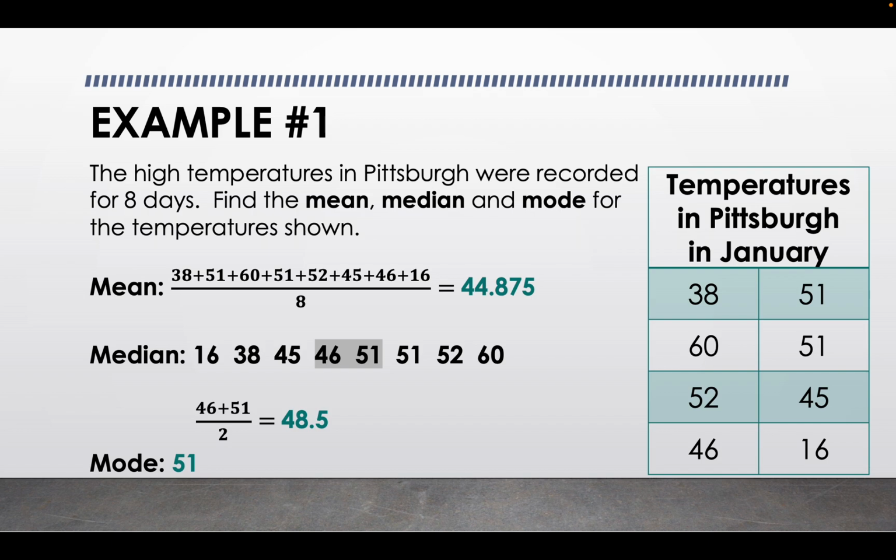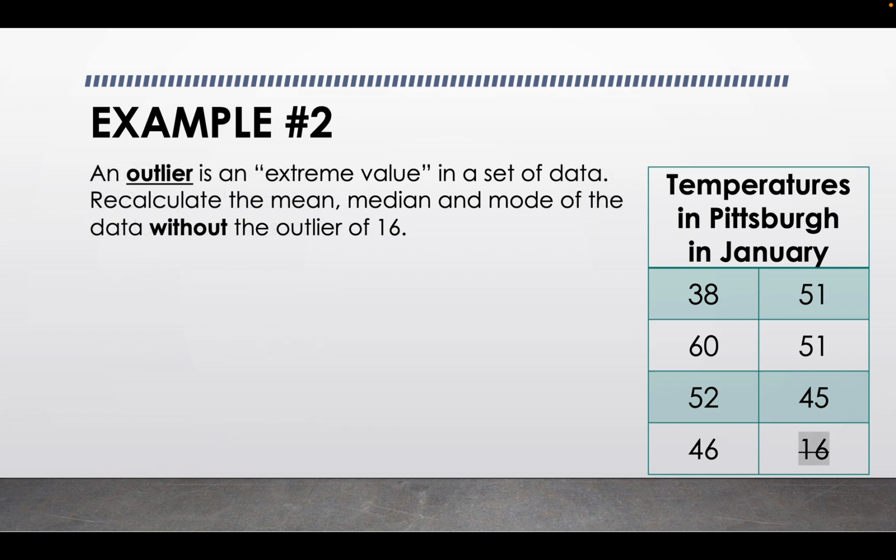Sometimes there are no modes. There might be no numbers that repeat, and there also might be multiple modes if there are multiple numbers that occur more than once or the same number of times. Now we're going to talk about an outlier. An outlier is an extreme value in a set of data.